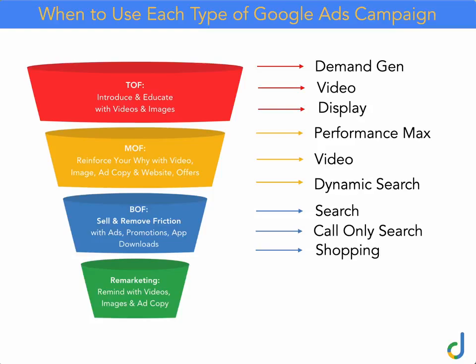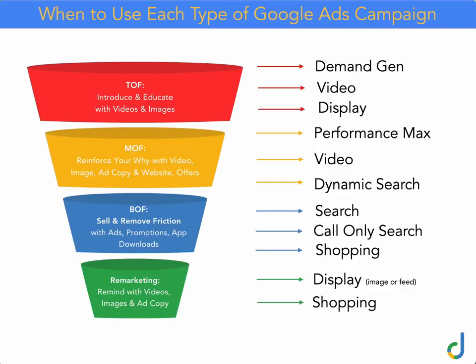So for your search and call only search, you're actually adding in keywords that you want to target. For your shopping, obviously, you're not adding in keywords, but the keywords are being targeted from your product title. So you are able to really add in the keyword focus in your product titles. So for your search, your call only search, and your shopping, that's what we're targeting: keyword or high intent buyers who are ready to buy. And then your remarketing is by your display and your shopping campaigns.